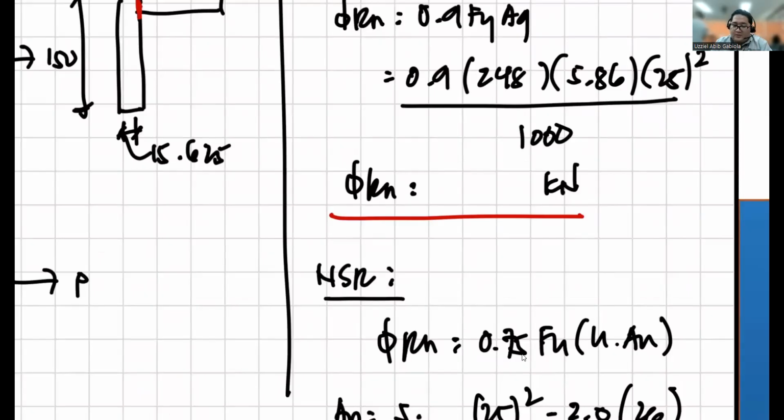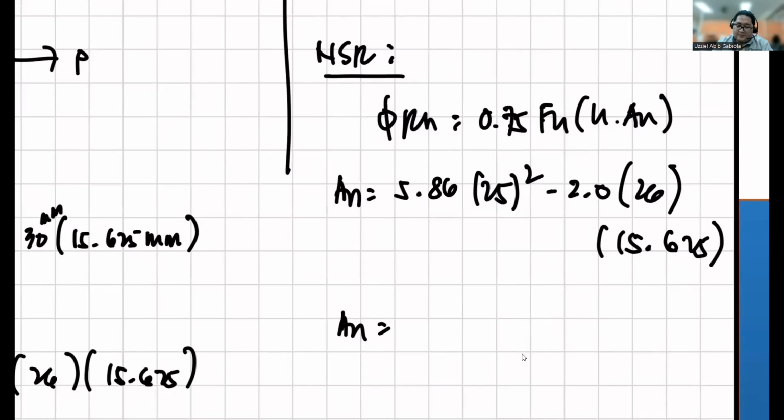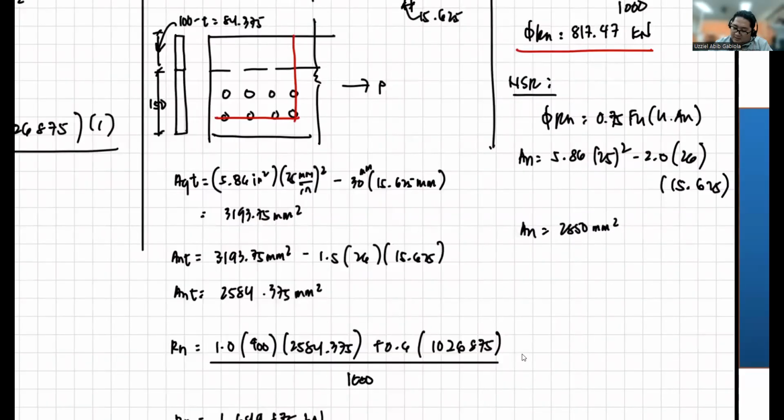So, 0.9 times 248 times 5.86 times 25 squared divided by 1,000. Yeah. So, this should be 817.47. And dito, 5.86 times 25 squared minus 2 times 26 times 15.625. That is 2,850 mm squared. Okay. So, yan yung net section rupture natin.